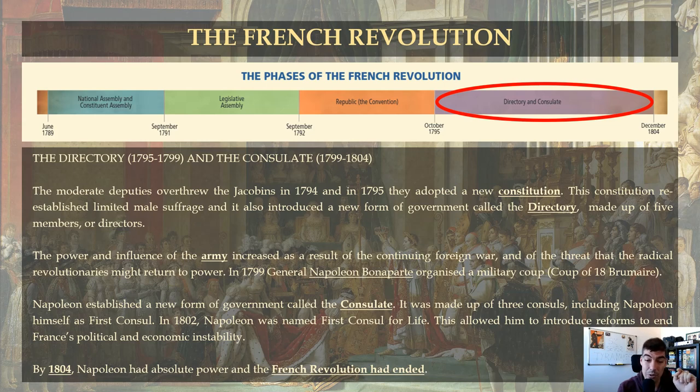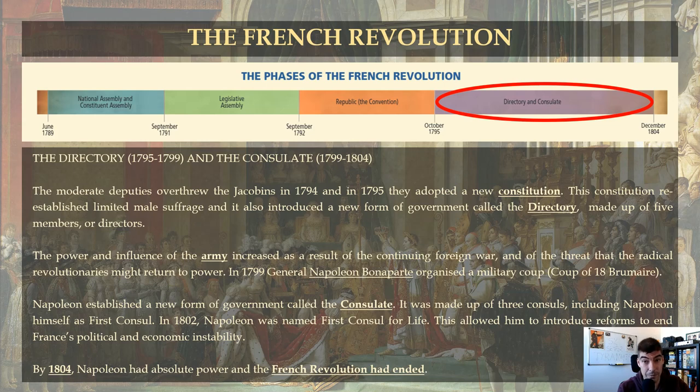In 1802, Napoleon was named first consul for life, okay? Because the consuls were supposed to be elected, blah, blah, blah. Now, Napoleon, first consul for life until he dies. And this allowed him to introduce reforms to end France's political and economic instability.